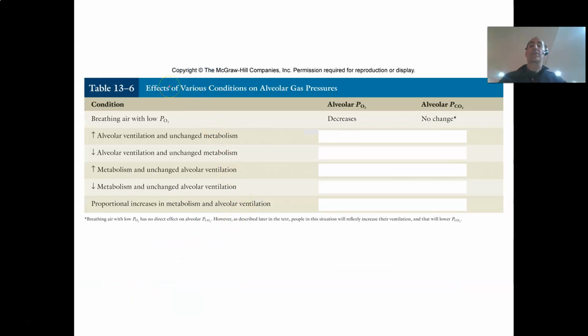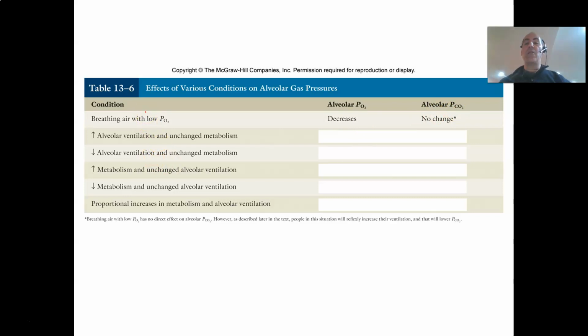So here's a quiz of sorts, the effects of various conditions on alveolar gas pressures. So condition, if you're breathing air with low PO2, the alveolar PO2 decreases, but the alveolar PCO2 does nothing, right? Because it's just low oxygen air, but the CO2 being produced is the same.